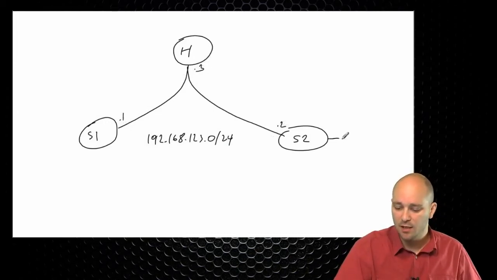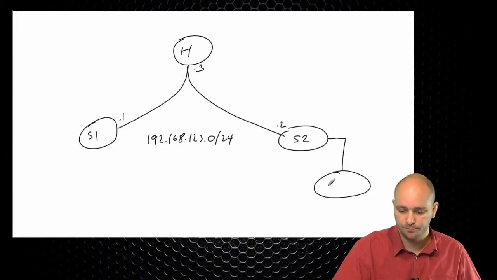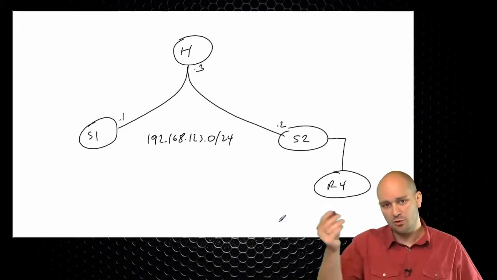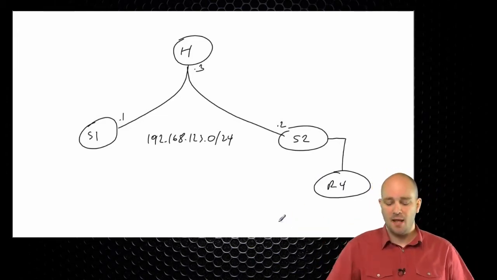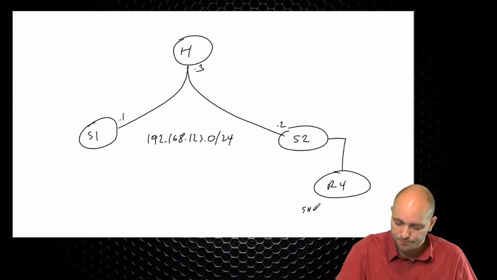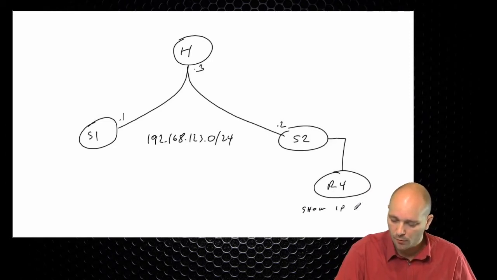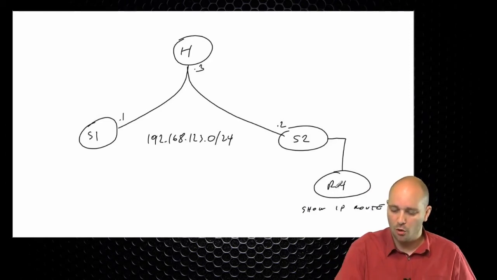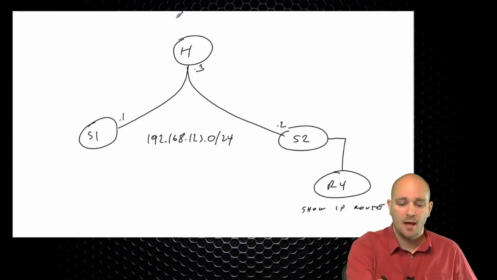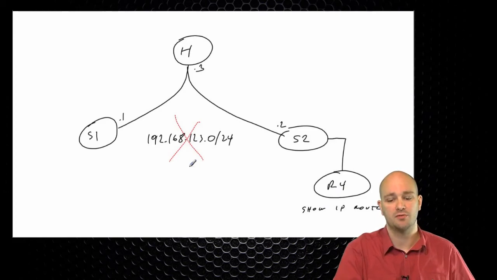Now, let's say here that we have another router, R4, that is connected on an unrelated subnet. So if I do show ip route on R4 here, I am not going to see this network in the routing table on this router.